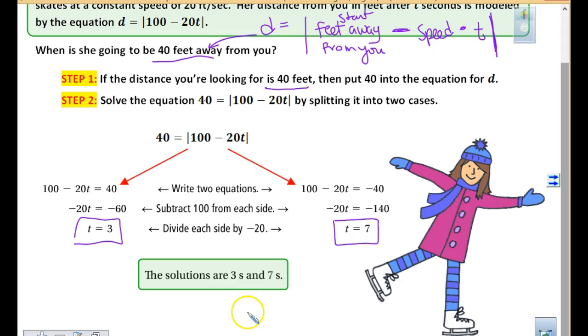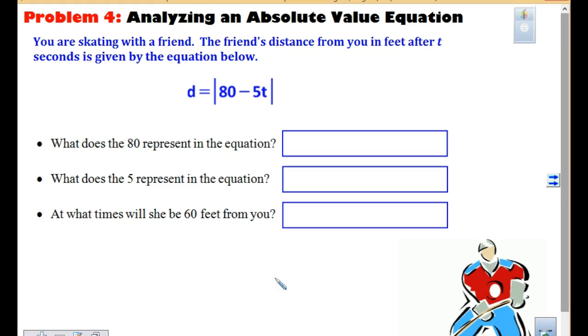And the question is, if they started 100 feet away and they skate towards you, when are they going to be exactly 40 feet away? So they come up to you, and then they keep going. So when are they 40 feet away? At 3 seconds and at 7 seconds. You need to practice this one on that next one. So let's look at that.